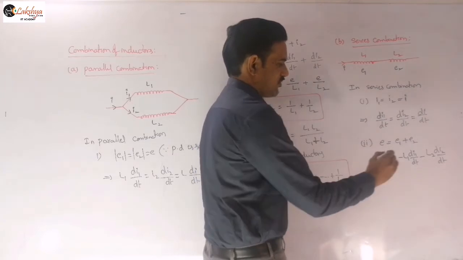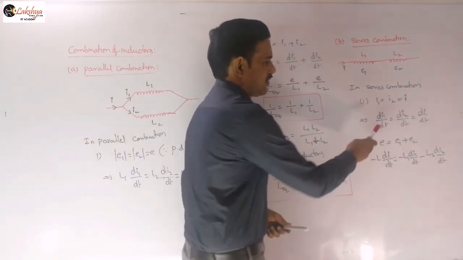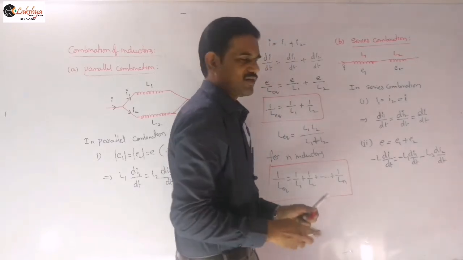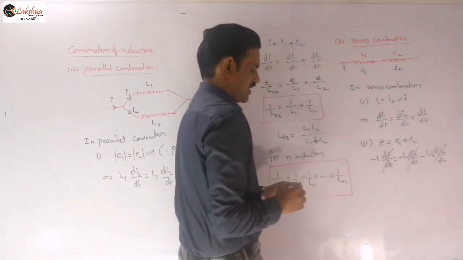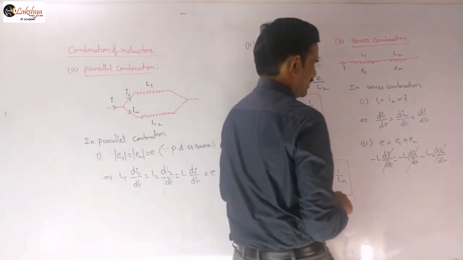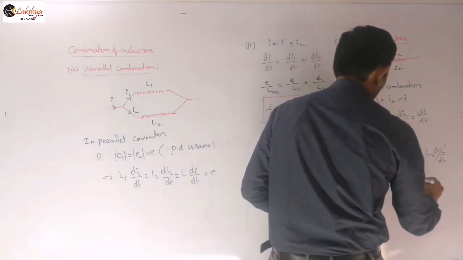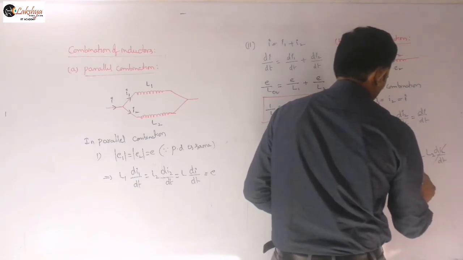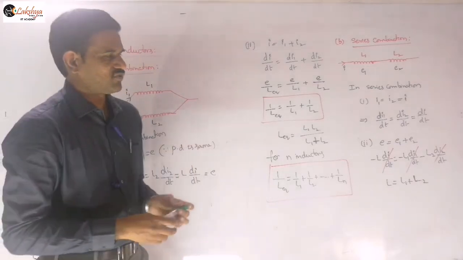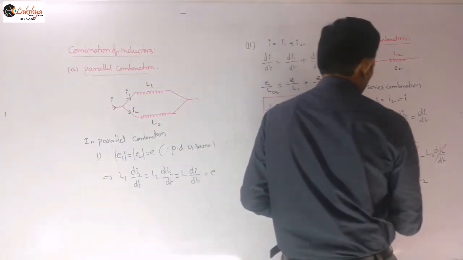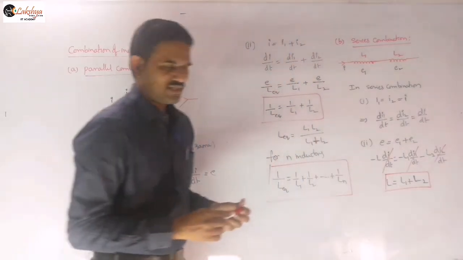And now di by dt and di1 by dt you can cancel, because we mentioned already all those are equal. di1 by dt and di2 by dt are equal. So now these terms we can cancel here. When you cancel those terms, finally we can write L is equal to L1 plus L2. So that is our effective self inductance when the two inductors are joined in series.